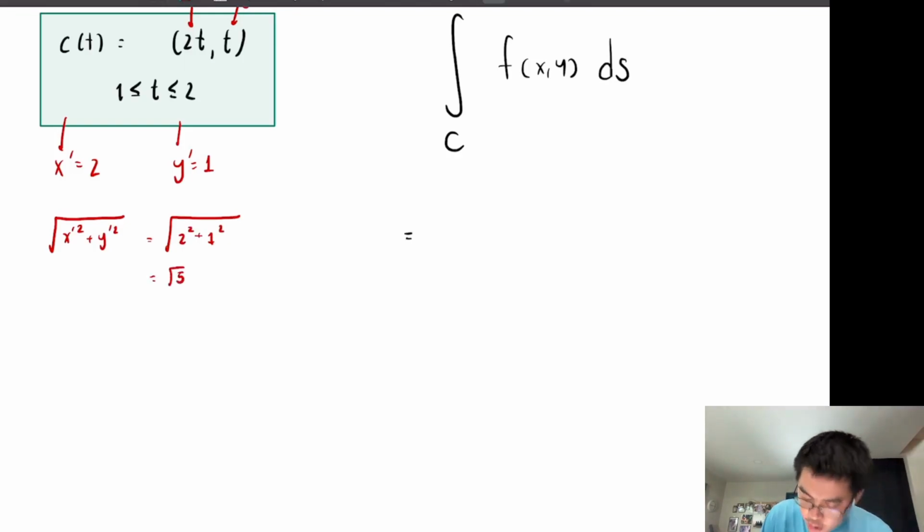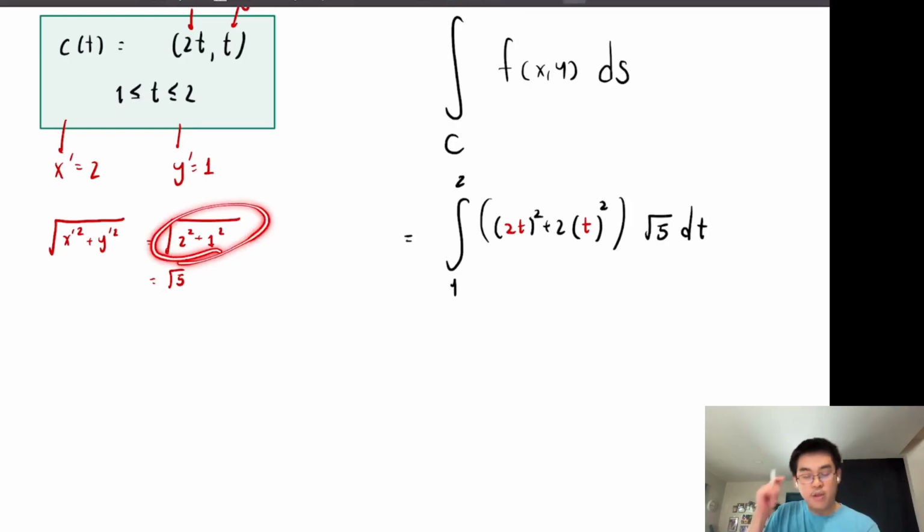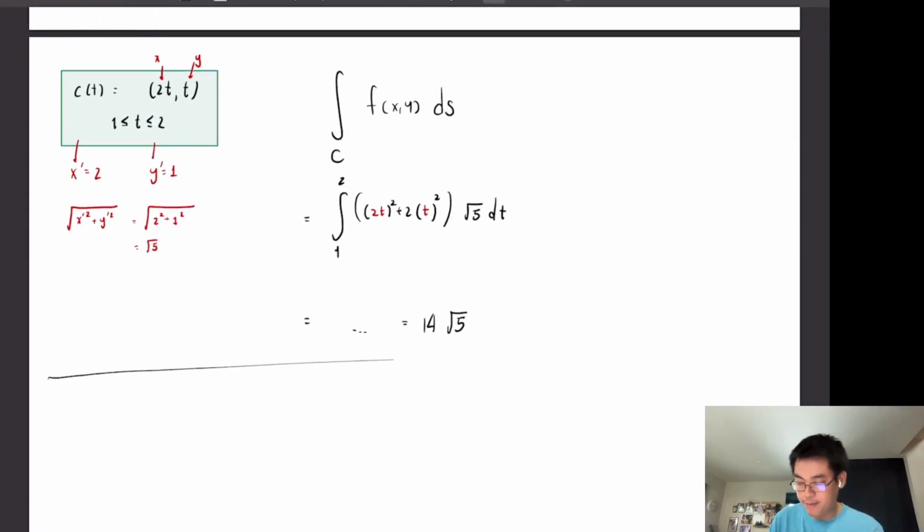So the integration over C will be integration from 1 to 2. f will be, as we know already, 2t squared plus 2 times t squared, everything multiplied by ds, which is root 5 dt. Whatever you get from this square root, you put in front of the t. Again, I'll let you complete it by yourself, but the answer should be 14 times root 5. Bada bing, bada boom, that's it.